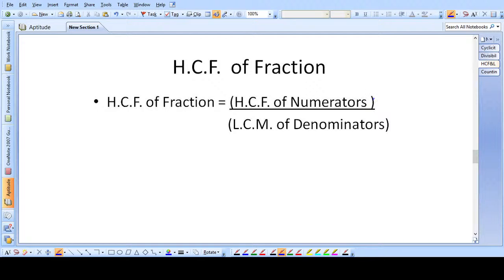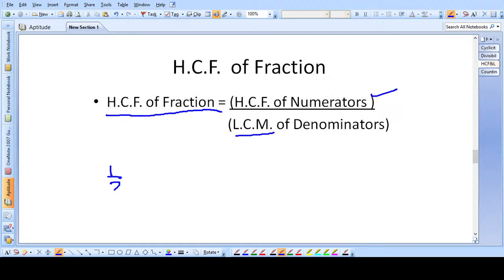So just take all the numerators together and find the HCF of the numerators. Then take the denominators and find the LCM of the denominators. Okay, and the value which you get is the HCF of the whole fraction. Let me take one example and explain this.